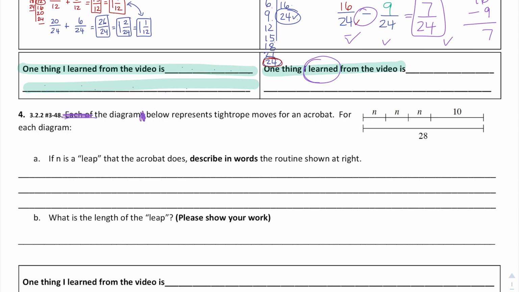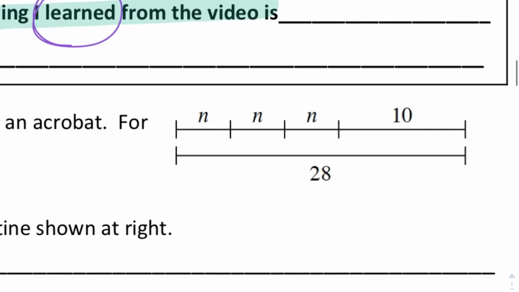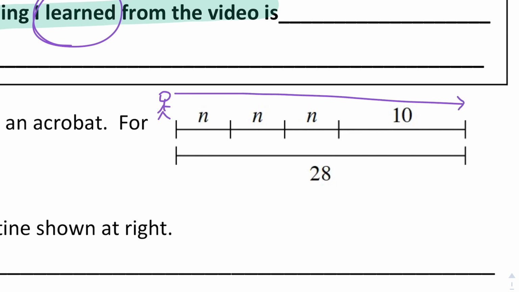I'm going to answer A and B on the single video here. So make sure that you listen all the way through so you can make sure that you get the B's answer written here. Okay. A, if N is a leap that acrobat does, describe in words the routine shown at the right. So what we were asking for you to do was to describe how an acrobat would get across from A to B. What would be the routine? What would it look like if he was genuinely and truly on the tightrope?